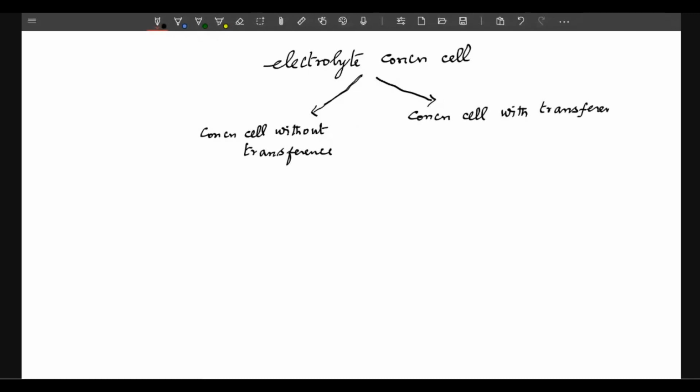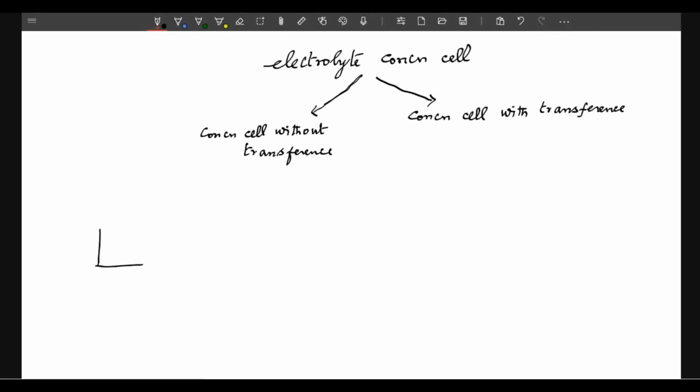Looking into the cell representation, you can say whether it's a concentration cell, and if at all a concentration cell, whether it is an electrode concentration or electrolyte concentration. If it is an electrolyte concentration cell, once again you classify whether it is without transference or with transference. The cell representation itself, you will be easily separating these two. How to represent this one, and what do you mean by transference? Transference means the migration of ions.